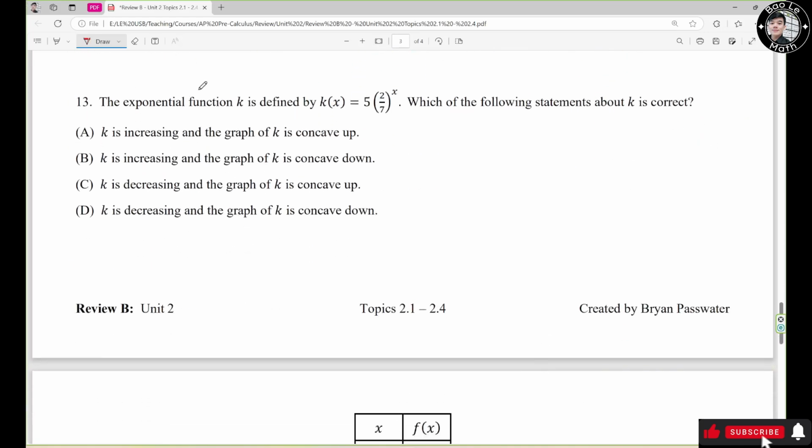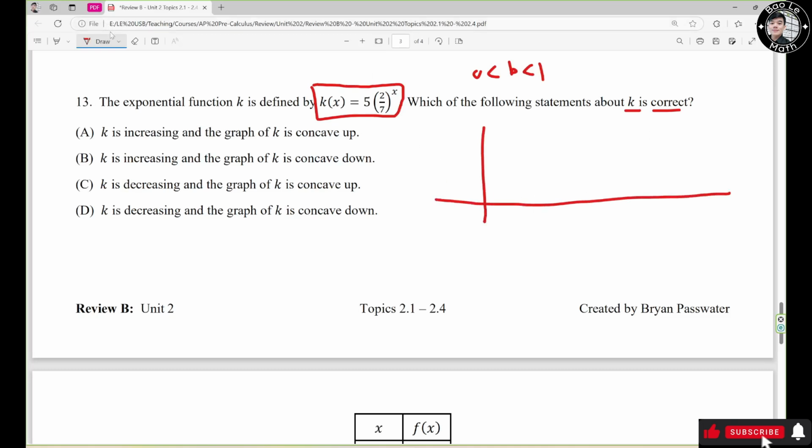Now let's move on to question number 13. The exponential function k is defined by k of s equals 5 times 2 over 7 to the s. Which of the following statements about the function k is correct? We know that b is greater than 0 and less than 1, so it's going to be an exponential decay function. And the y-intercept is 5. So we're going to sketch the graph of this one. It's going to be something like this. This is the y-intercept, 0, 5.